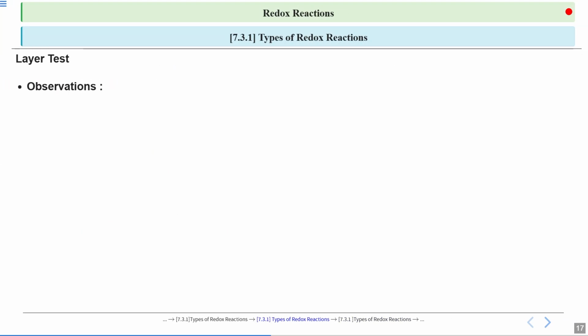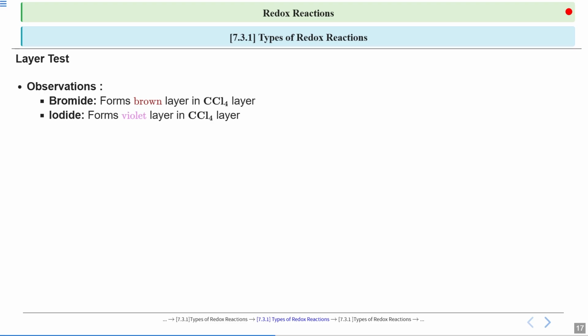You will find that the bromide ion would form a brown color layer in the CCl4 solution, while the iodide would form a violet color layer in the CCl4 layer. Now the chemical reactions, how has the reaction taken place?